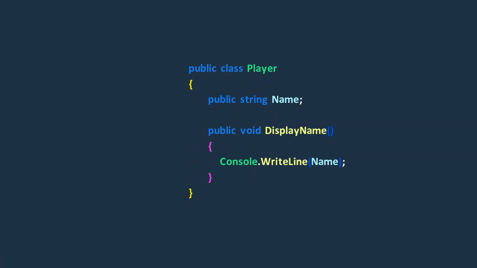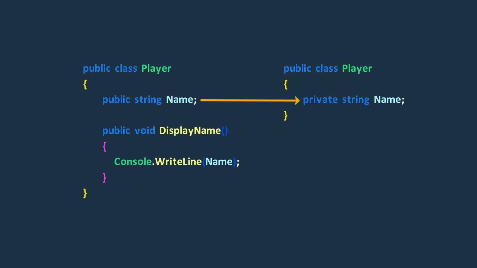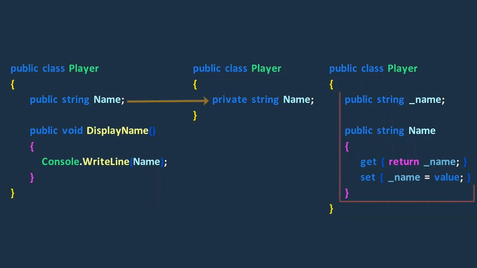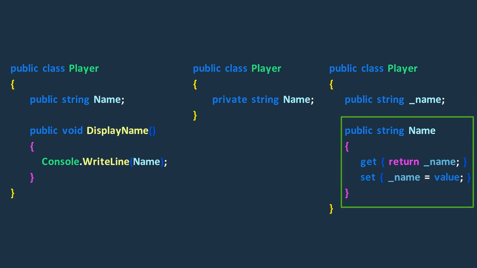Alright, let's review what we've learned so far. Fields are variables at the class level that store data for a class. Since this data is sensitive and can be misused by other classes, it's considered a best practice to declare fields using the private access modifier. On the other hand, when it comes to assigning values to and reading values from these private fields, it's considered a best practice to use properties. In C#, a property is a class member that allows us to set data to and retrieve data from a private or limited access field.